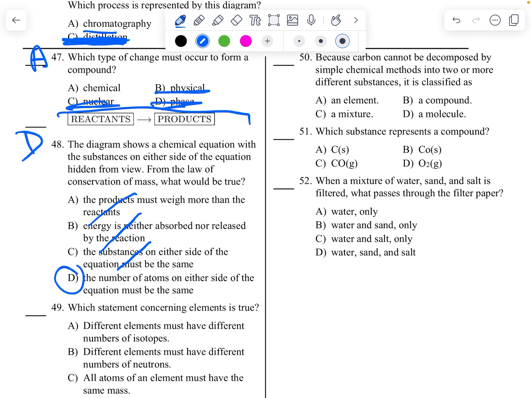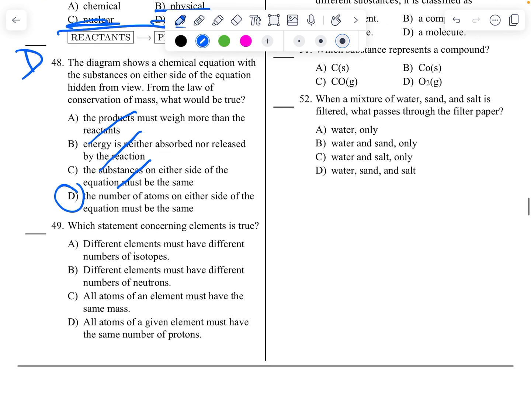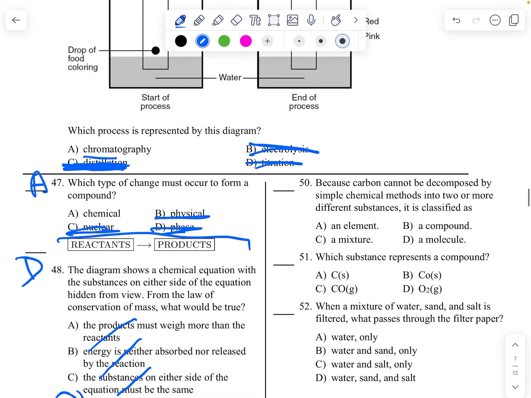So, again, a chemical reaction makes bonds, breaks bonds, shifts things around, but the number of atoms must be the same. The number, but the arrangement is different. Which statement concerning elements is true? Different elements must have different numbers of isotopes, neutrons, mass, protons. Yeah, it's D. Because the same number of protons is called the atomic number. This is how we organize the periodic table.